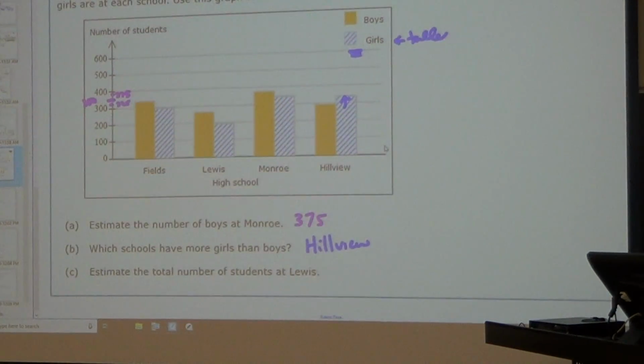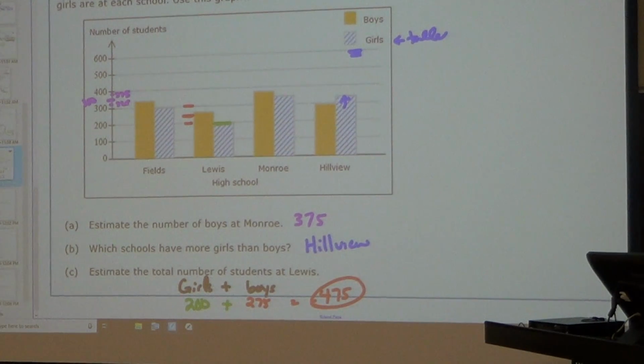Estimate the total number of students at Lewis. So we want to know the girls plus the boys. So at Lewis, let's start with the girls. How many girls are there at Lewis? 200. How many boys are there at Lewis? 250. That's about 255. I would say 275 because halfway would be right there, so it's a little more than halfway. And because they're saying estimate, they do give you some wiggle room. So what is the total? 475.